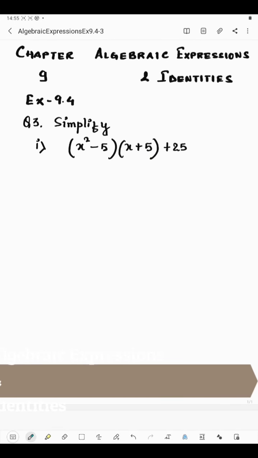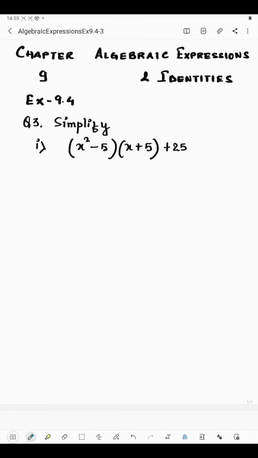Hello students, now I am going to start question number 3 of exercise 9.4. In this question we have simplify, that means we need to solve this. The first part we have (x² − 5)(x + 5) + 25. So these two are binomials and in between, no sign is given, which means a multiply sign is given.